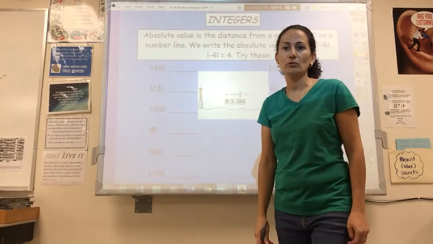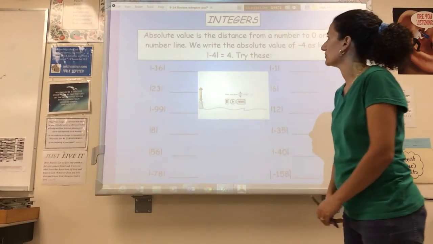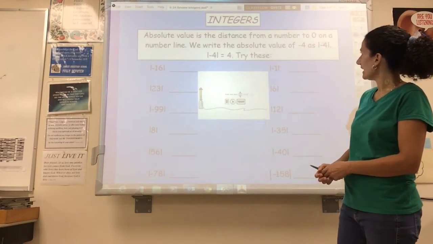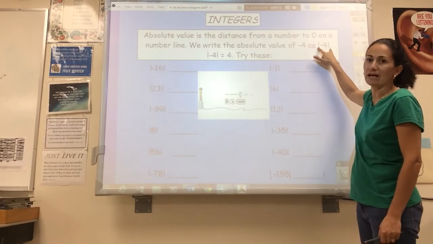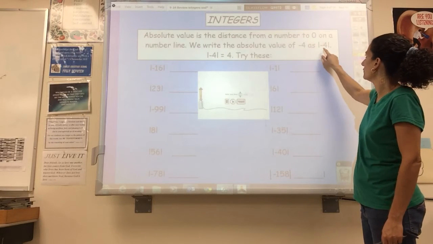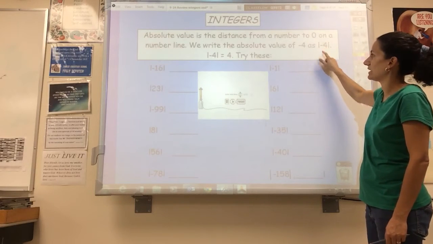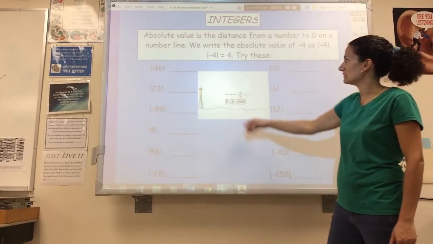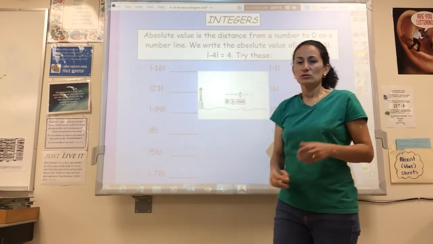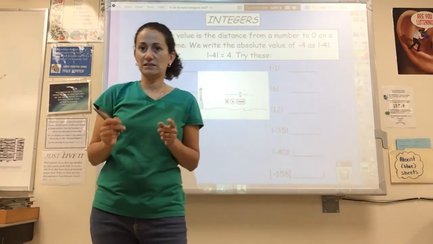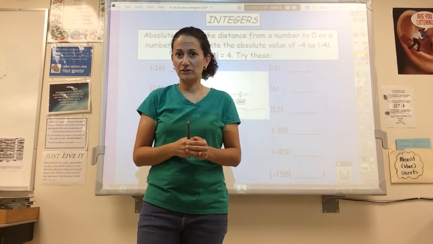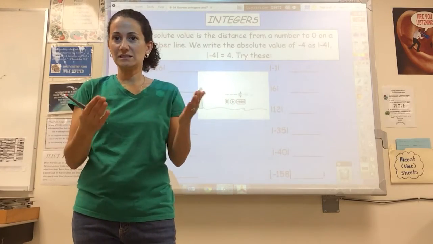Absolute value is something that's a little more complicated. Absolute value is the distance from a number to 0 on a number line. We write the absolute value using these lines in the front and the back of the number. So we write the absolute value of -4 like this: 2 lines with the -4 inside of them. This is read as the absolute value of -4 is 4. So the absolute value is simply the distance from a number to 0. You can never have a negative absolute value, since we wouldn't write distances as a negative.